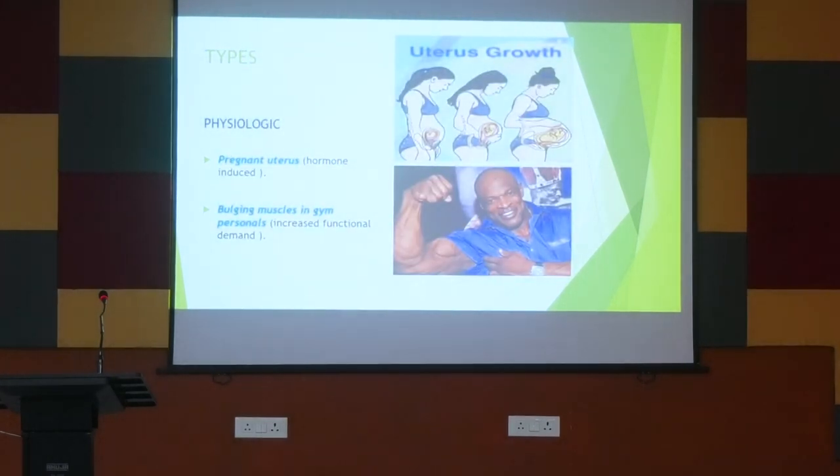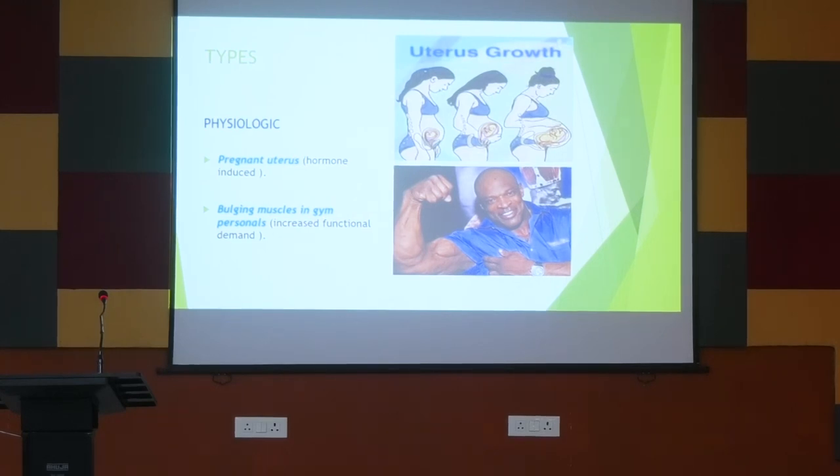So, physiological hypertrophy. This is a pregnant uterus. This is, can anybody name this guy? Yeah, you know that. Very good. Bodybuilder Ronnie Coleman. He has been Mr. Olympia and all. So this is an example of physiological hypertrophy. A woman getting pregnant. As I told you, after delivery the uterus comes back to normal. That is an example of atrophy.